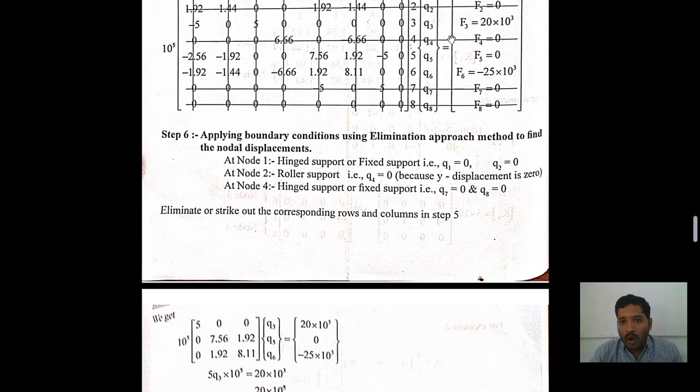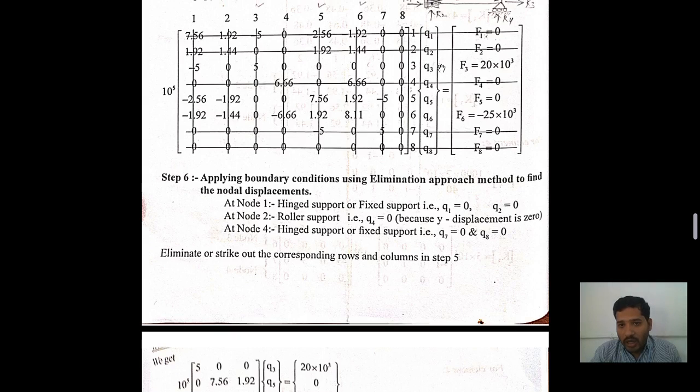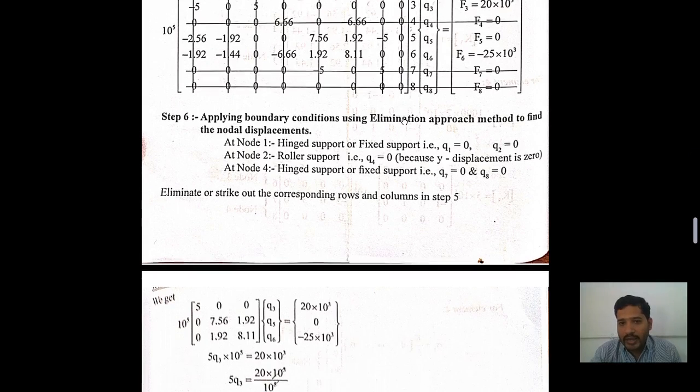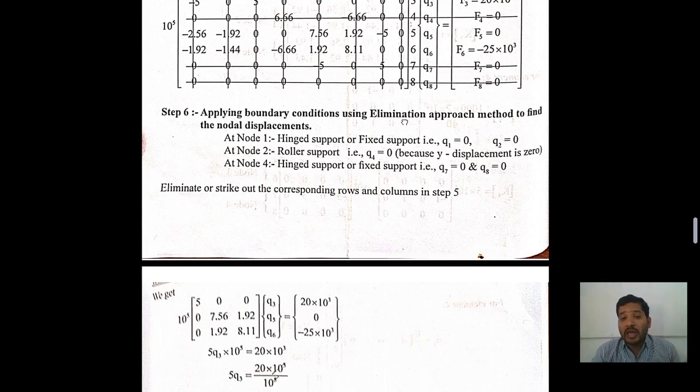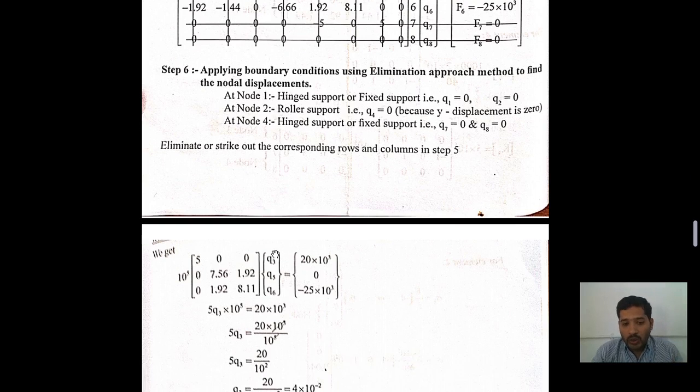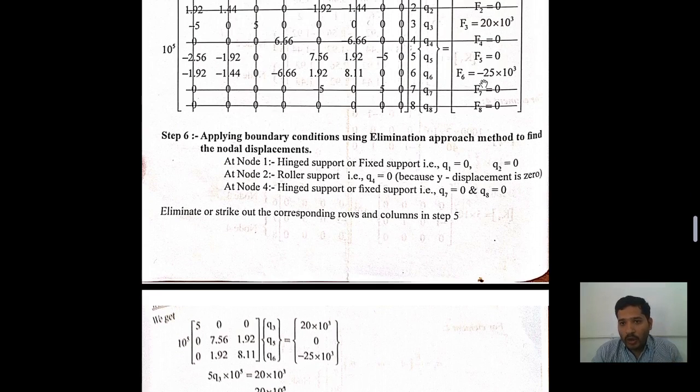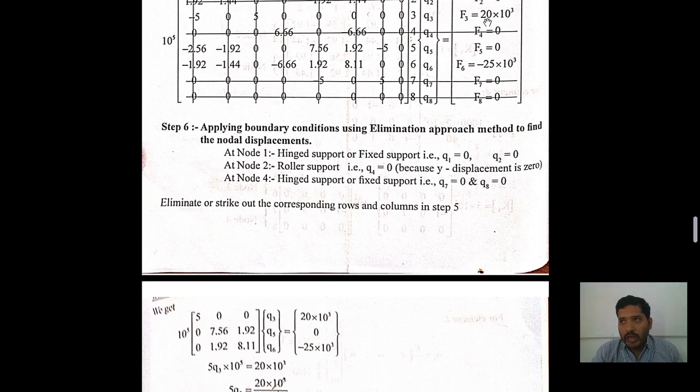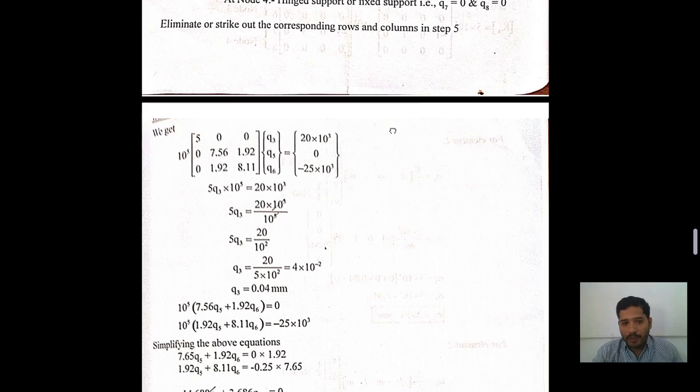So after that we can represent here which one is horizontal. We are not cancelling the horizontal one. Only Q3, Q5 and Q6 are not cancelled. We just need to represent the nodal displacements Q3, Q5, Q6 and the nodal forces F3, F5, F6. Same procedure we have to follow. F3 value is 20 into 10 power of 3 and F5 value is 0 and F6 value is minus 25 into 10 power of 3.